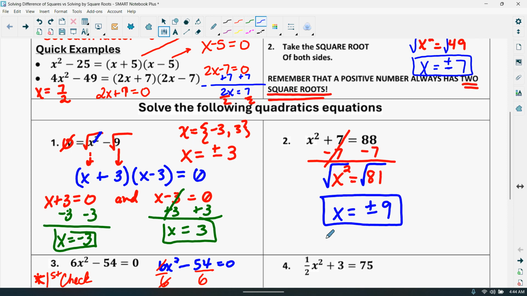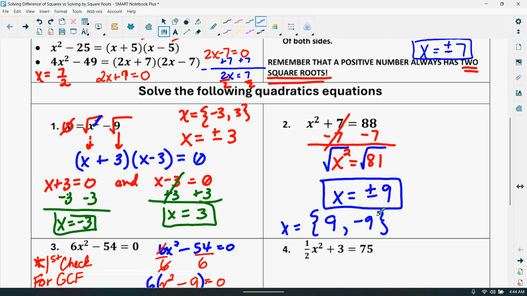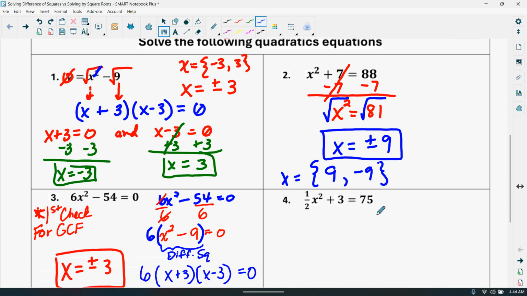You have one solution that's a positive 9 and one solution that's a negative 9. But as long as you get the plus or minus, and you know that means there's two solutions, one positive, one negative, then you're fine. You can stop after taking the square root.